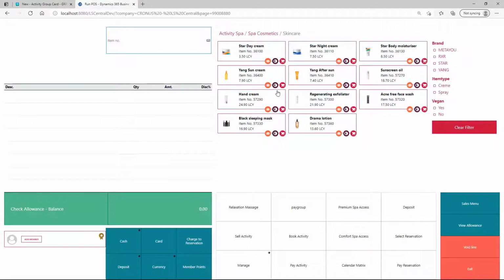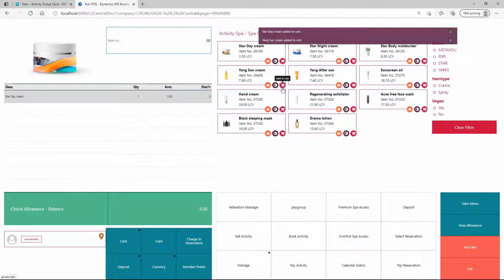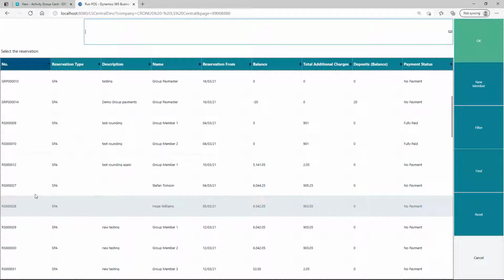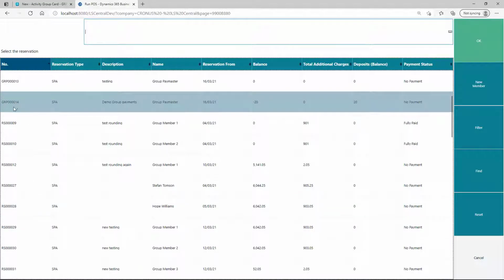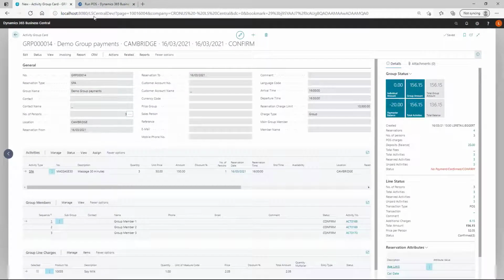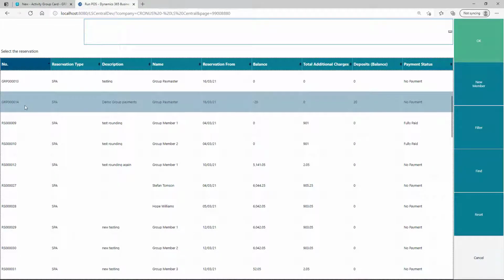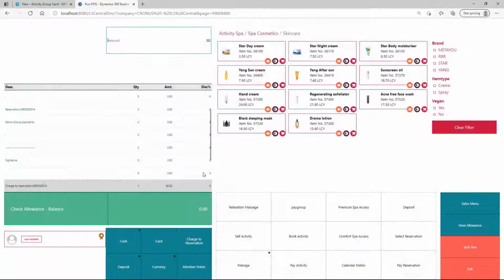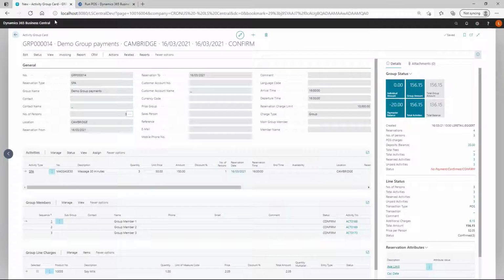Then we're going to do some charges. One of our guests is going to charge these creams to the paymaster. So I'm going to charge the reservation and we find again the paymaster. So this was group 14. And we charge it to the paymaster of group 14. If we take another look at the group, we now have additional charges and therefore the balance is higher now.